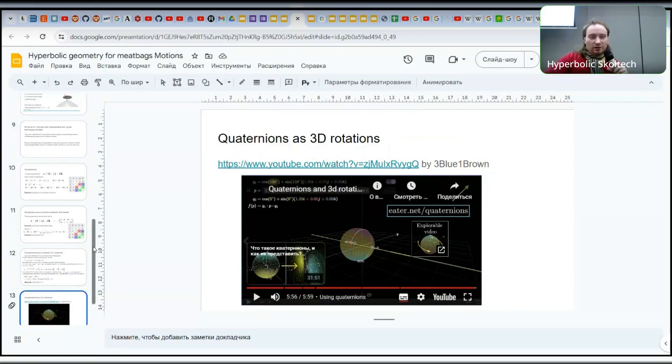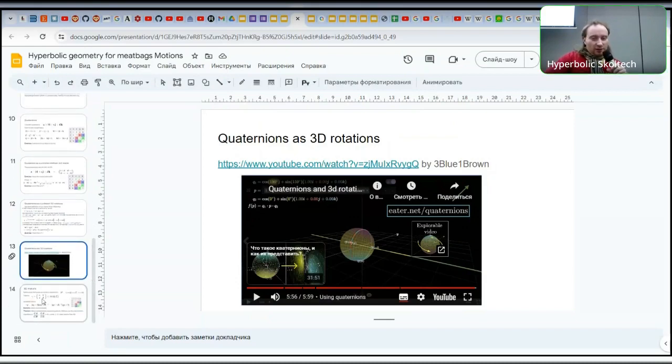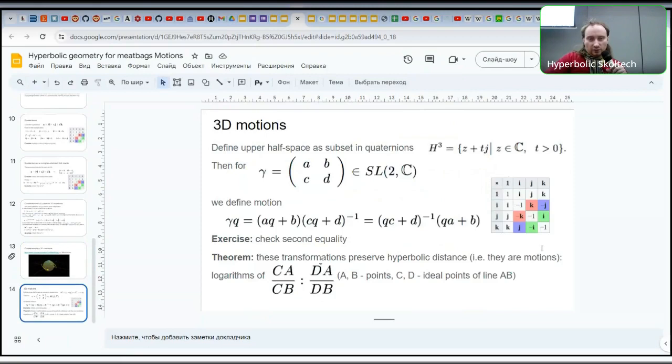And, well, what was this about? Actually, how to define three-dimensional motions. So, define our upper half space as such a set of quaternions. So z here is a complex number, a plus bi, and t is a positive real number. So no k part here.